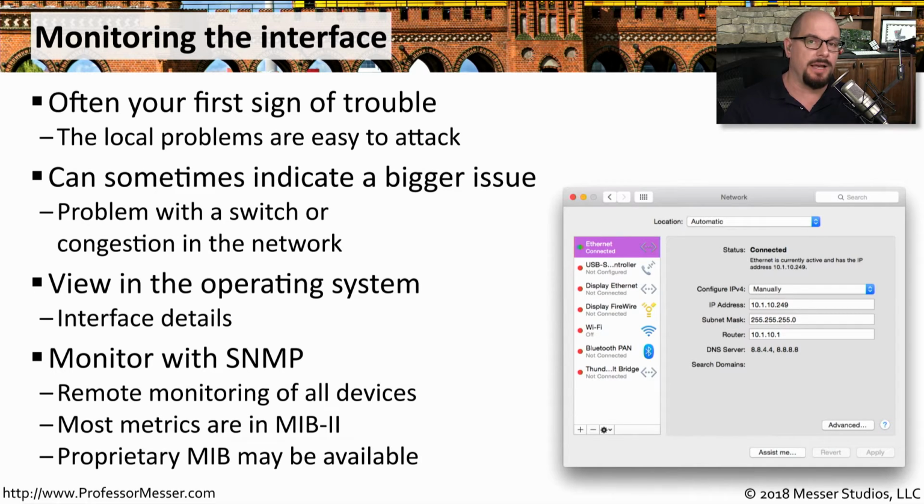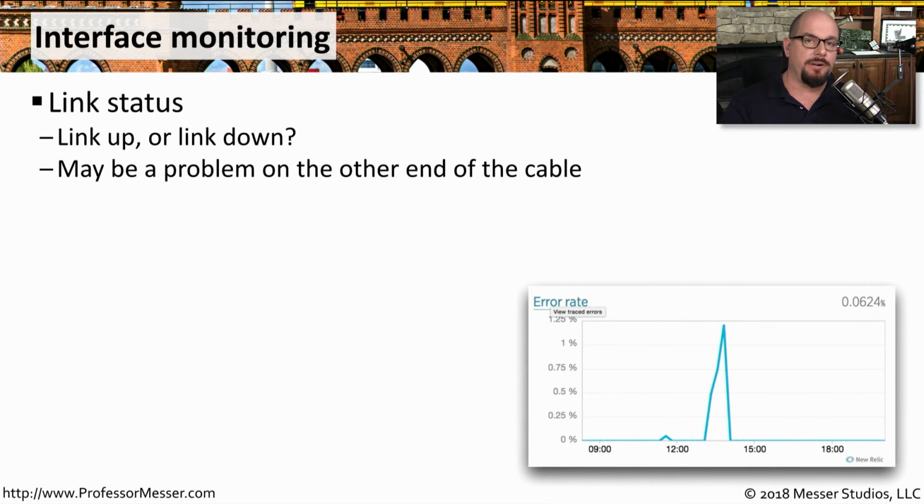There's a standardized management information base for SNMP called MIB2, and almost every device supports gathering statistics from this standard MIB2 database. But some devices also have a proprietary MIB that allows you to gather metrics and details that are very specific to that device. Monitoring an interface can, of course, tell you if the interface is up or down.